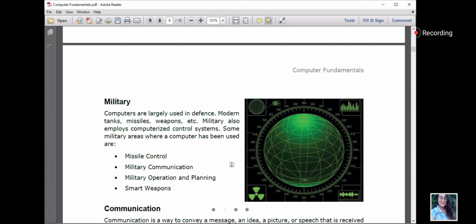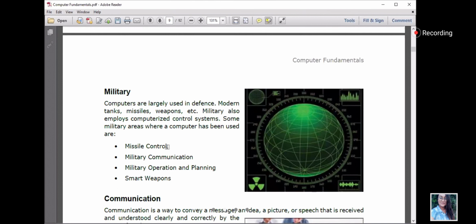Now, in case of the military, the army, or you can say Air Force, Navy, whichever, they have applications like missile control, military communication, military operation planning, smart weapons. So all these things are done.